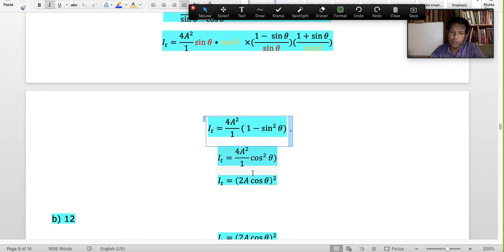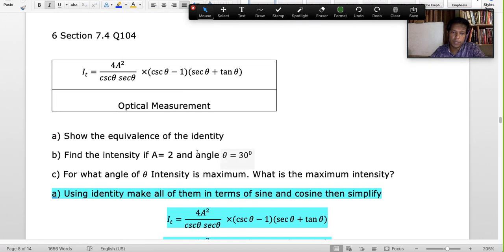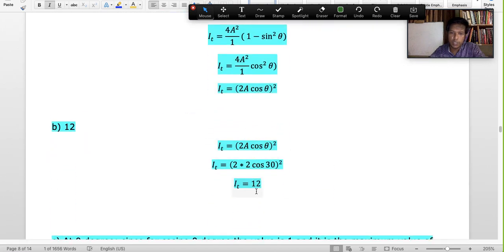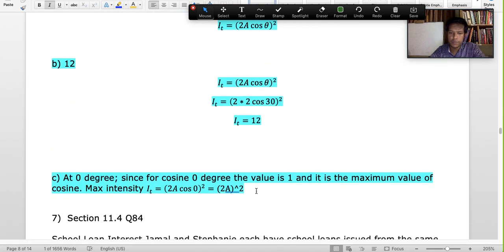So then if we mix everything up, it becomes 2a cos theta whole square, because everywhere there is a square: a square cos square, and 4 can be written as 2 square. Okay, this is how we can do that. And the remaining math is not hard, because a equals 2 and theta equals 30 is given. Just put it here, then you get the answer 12.